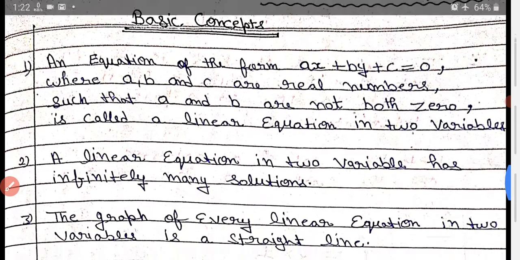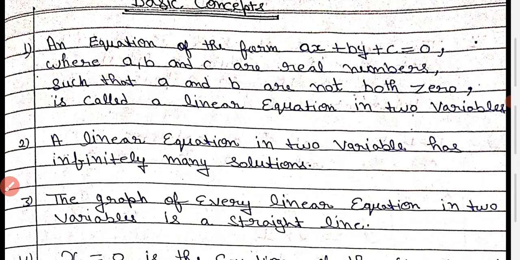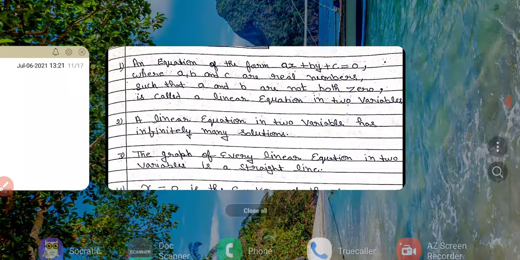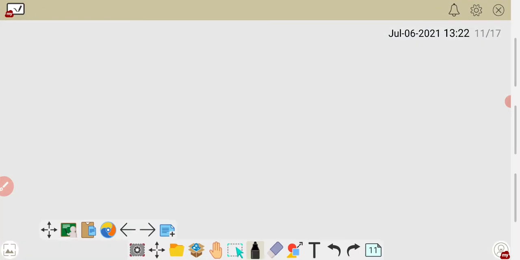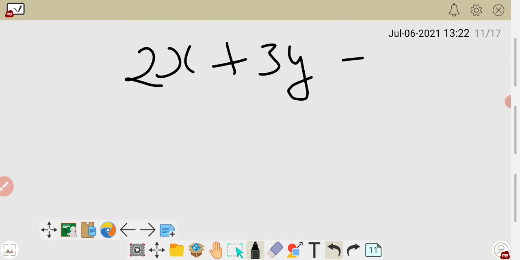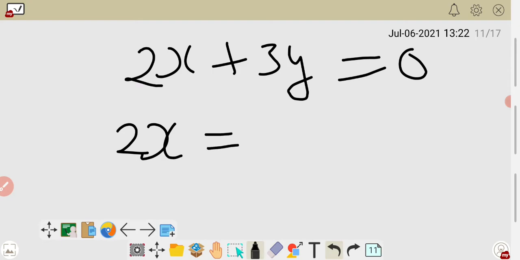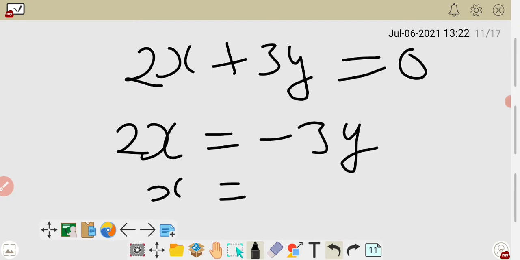A linear equation in two variables has infinitely many solutions. I will show you that with the help of one example. Infinitely many solutions means there are many answers. Infinite means uncountable. Suppose I am writing here 2x plus 3y is equal to 0. It is a linear equation in two variables. Now if you want to solve, write here 2x is equal to minus 3y, or you can write x is equal to minus 3 by 2 y.